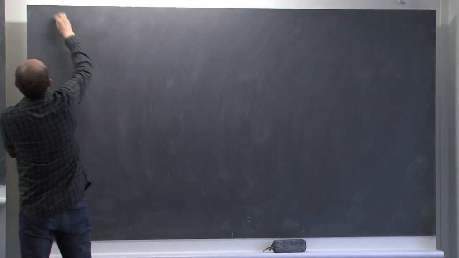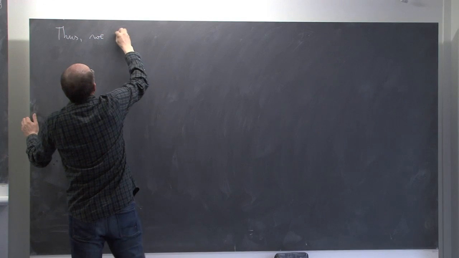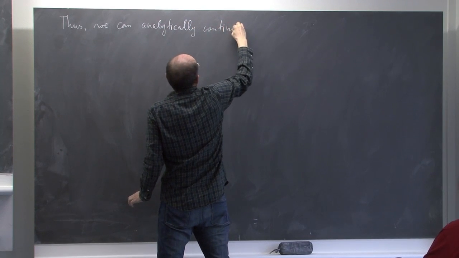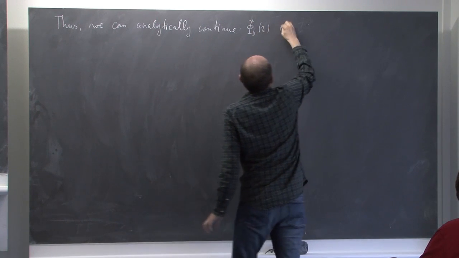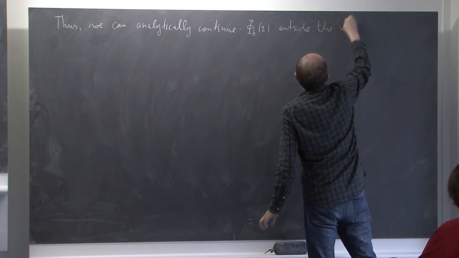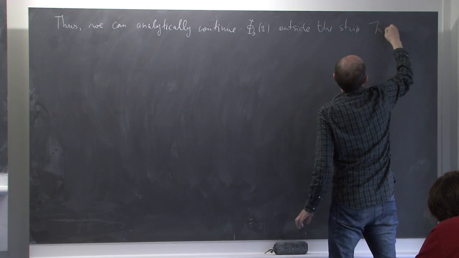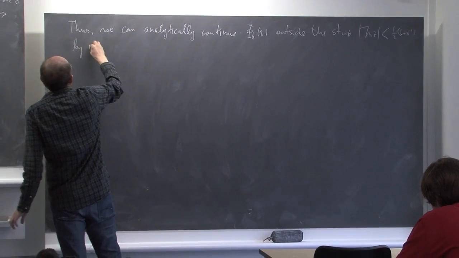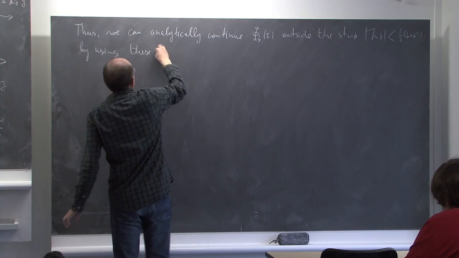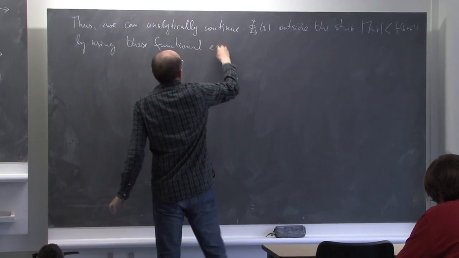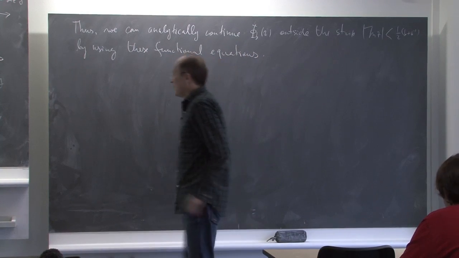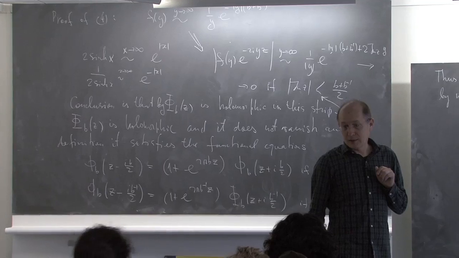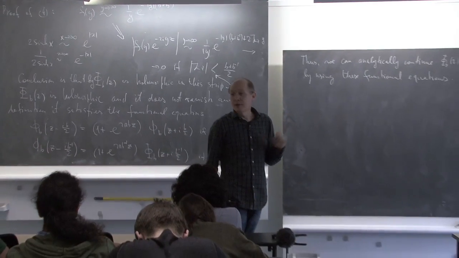And so thus, we can analytically continue phi_b of z outside the strip, imaginary part of z less than half of b plus b inverse, by using these functional equations. And after the break, we will see how we can extract the location of zeros and poles just from the functional equations.